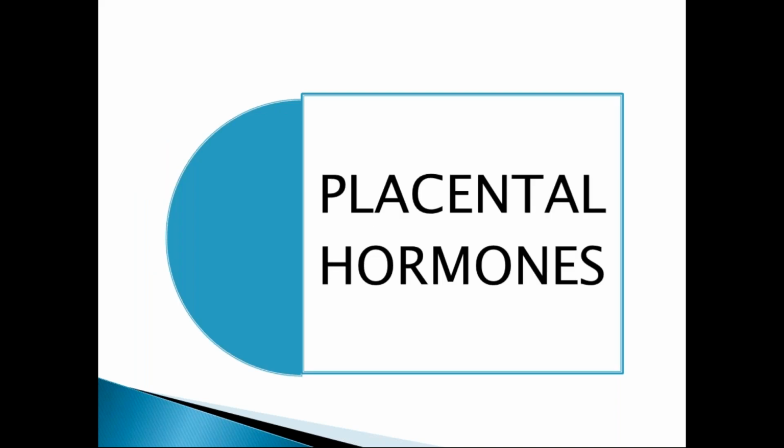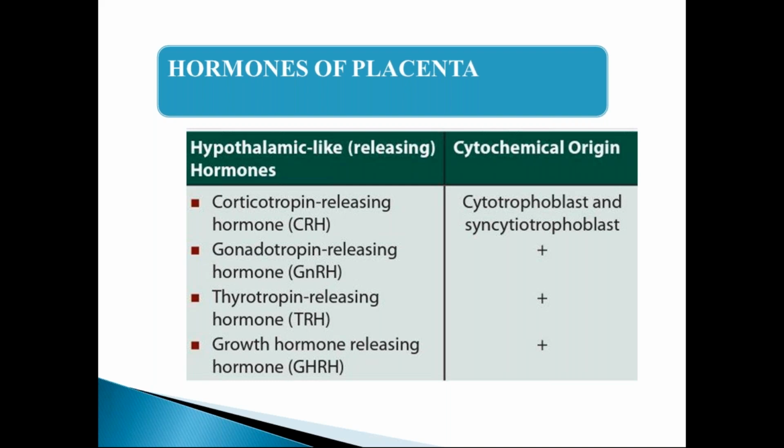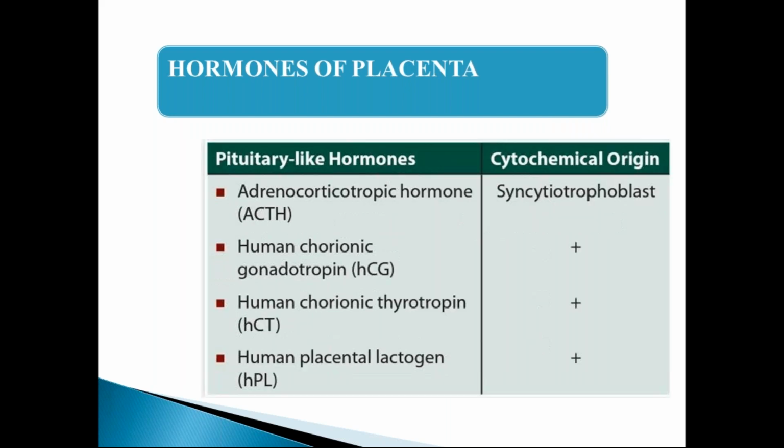What are the main placental hormones? They are mainly protein hormones and steroid hormones. Steroid means like fats. The common placental hormones are hypothalamic-like hormones, which we call releasing hormones: corticotropin releasing hormone, gonadotropin releasing hormone, thyrotropin releasing hormone, and growth hormone releasing hormone. These hypothalamic-like hormones are synthesized from cytotrophoblast and syncytiotrophoblasts of the placenta. The second set of hormones are pituitary-like hormones.